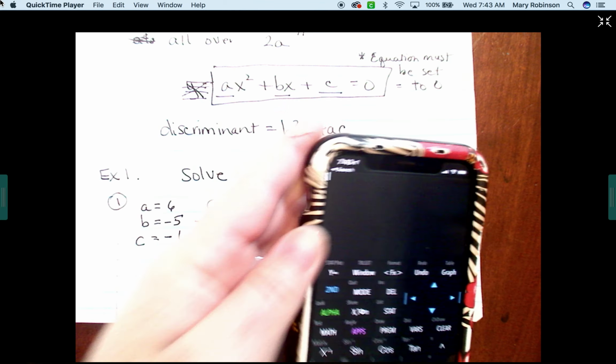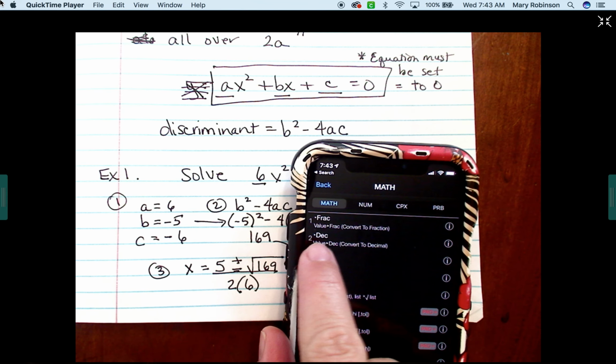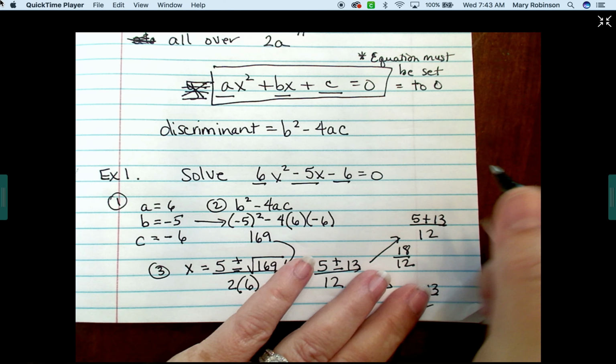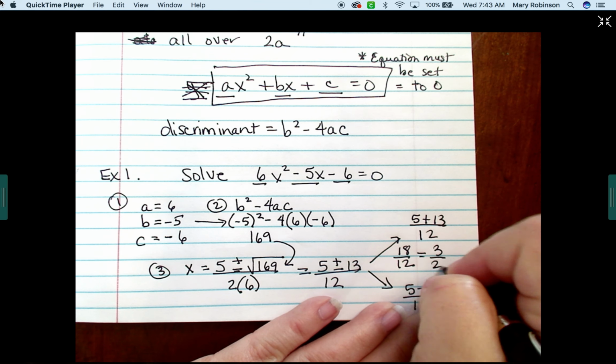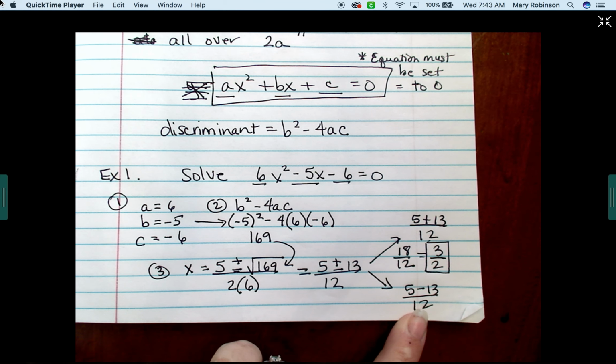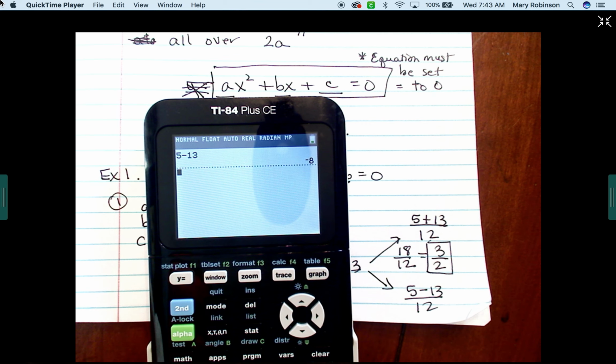So again, if I'm typing in 18 over 12, if I hit math, I can just tap number 1, which is fraction, hit enter, and it will convert it for me. So 3 over 2. So either way, that means one of our solutions is 3 over 2. Once I've simplified it as much as possible, I'm going to put a box around it because that's one of my answers. For 5 minus 13, if you have trouble with integers, do 5 minus 13 like this.